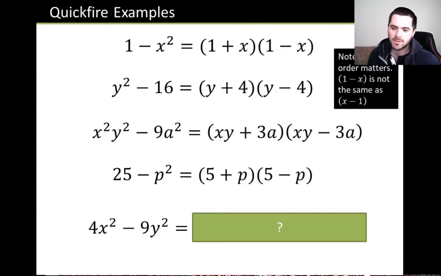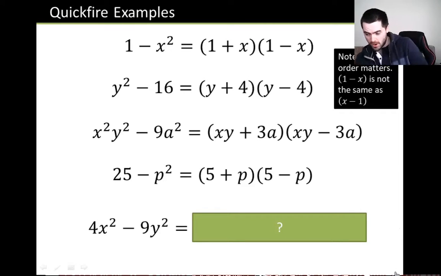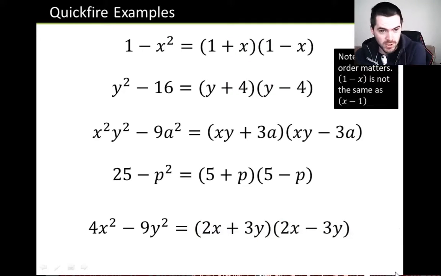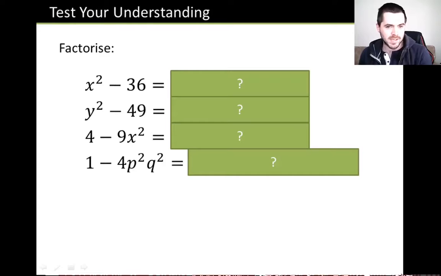4x squared minus 9y squared. Square root of 4x squared is 2x. The square root of 9y squared is 3y. No surprises, no tricks. 2x plus 3y and 2x minus 3y. All you need for this very, very elegant little algebraic trick is to be able to square root something, which I think is really quite elegant. Have a go at testing your understanding.